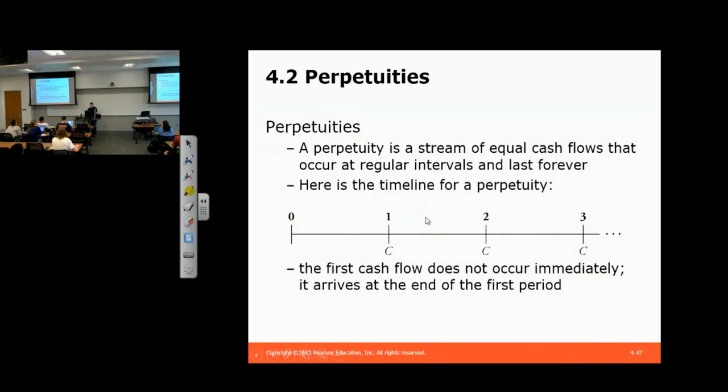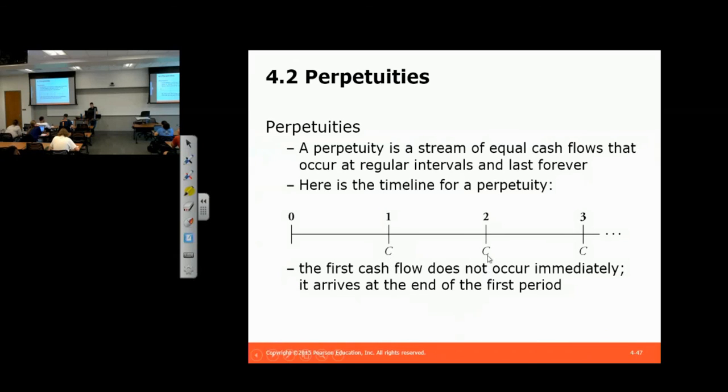All right, so a perpetuity is a stream of equal cash flows that occur at regular intervals and last forever. If we were going to map it out on a timeline, it would look something like this. Time period 0 right here, note it has nothing there. This is going to be important for the way the formula works. There's no cash flow there. But one period later, this thing is going to throw off cash flow C.